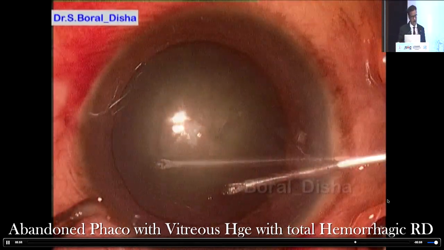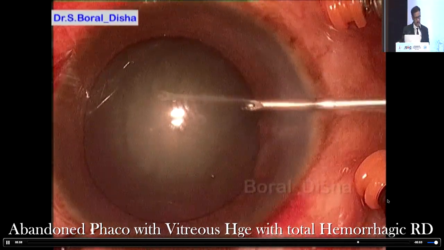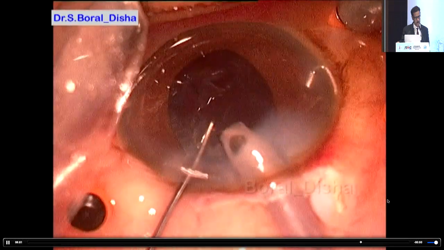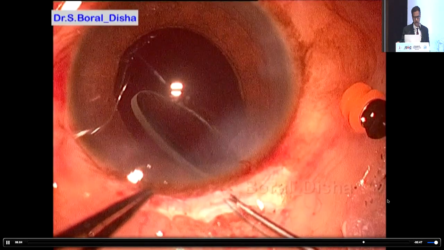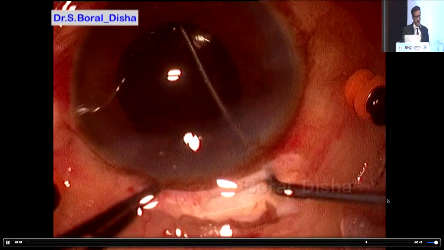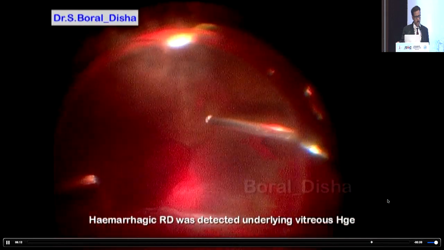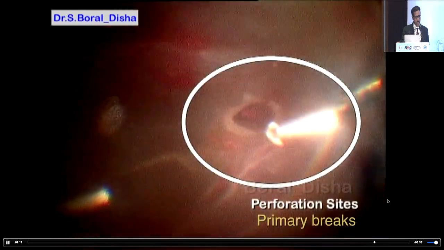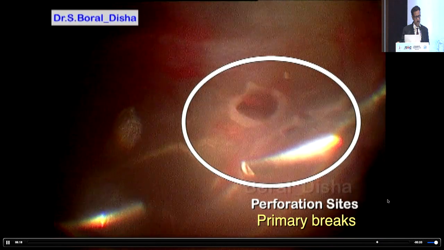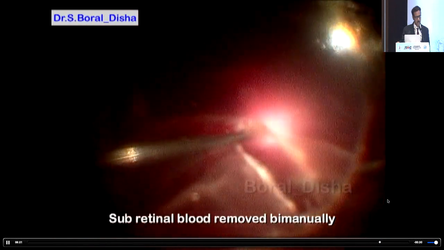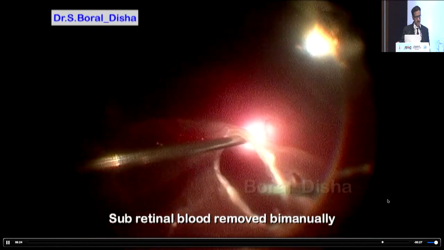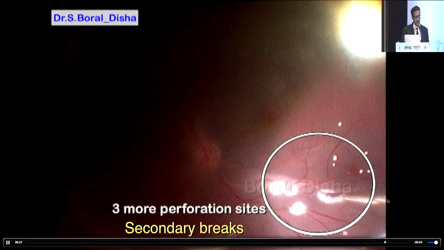This was another case of abandoned phacoemulsification with red glow. Phacoemulsification completed, IOL implanted. Hemorrhagic retinal detachment detected after clearing the vitreous hemorrhage. Superior multiple primary entry breaks detected, subretinal blood removed. Three more secondary breaks detected along the superior major vascular arcade. Fluid exchange done to settle the retina, laser barricade done around the breaks with silicone oil injection.